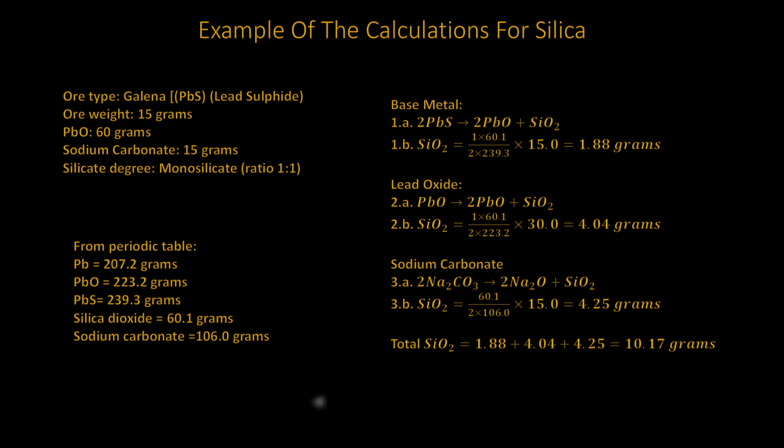The sodium carbonate is calculated in the same way, resulting in the estimated amount of silica to be 4.25 grams. The total required amount of silica is calculated by simply adding up the three results, giving a total of 10.17 grams of silica to be mixed with the ore.